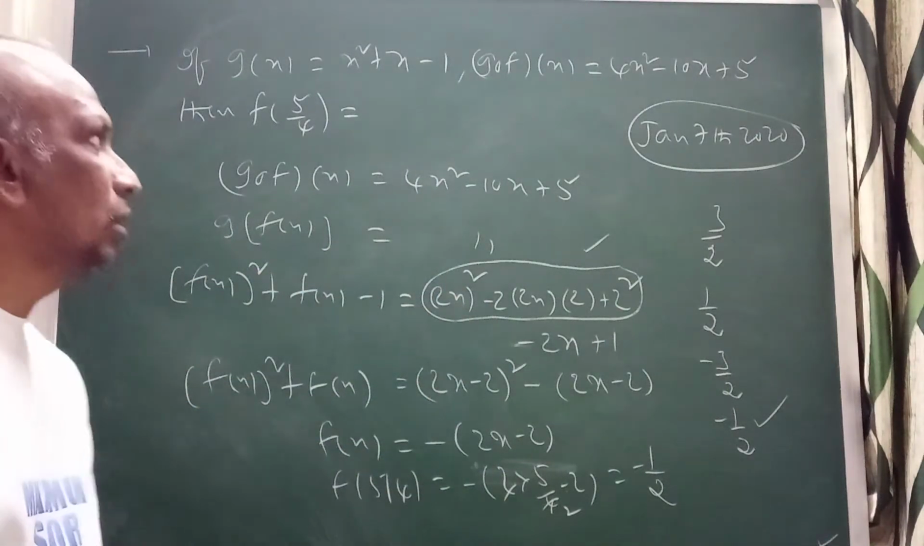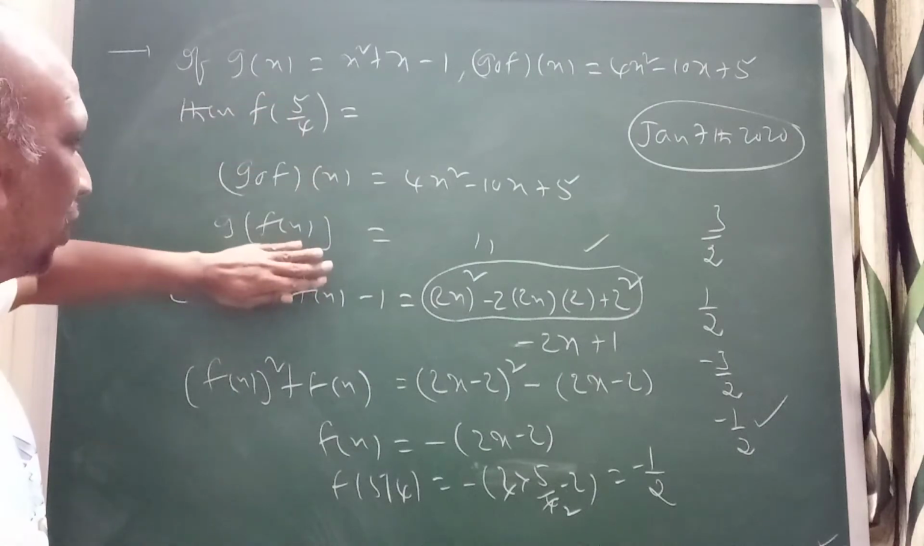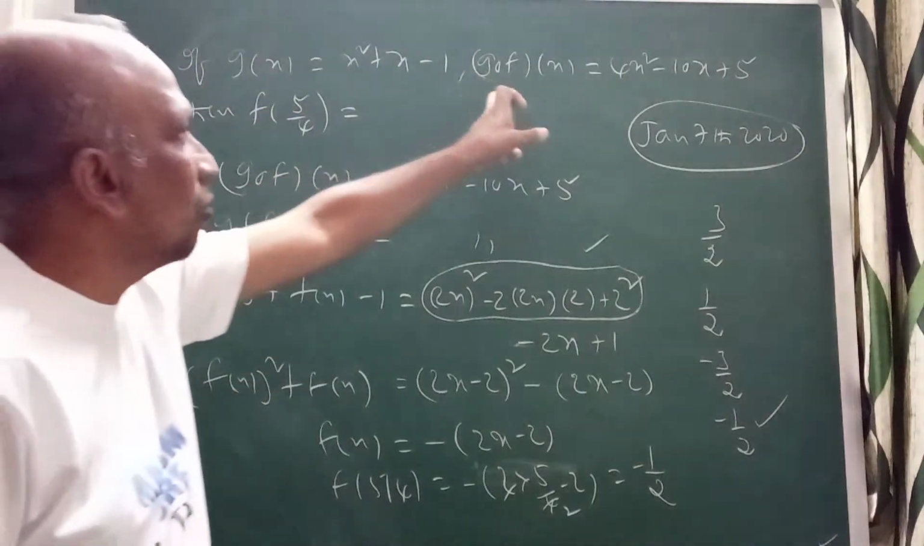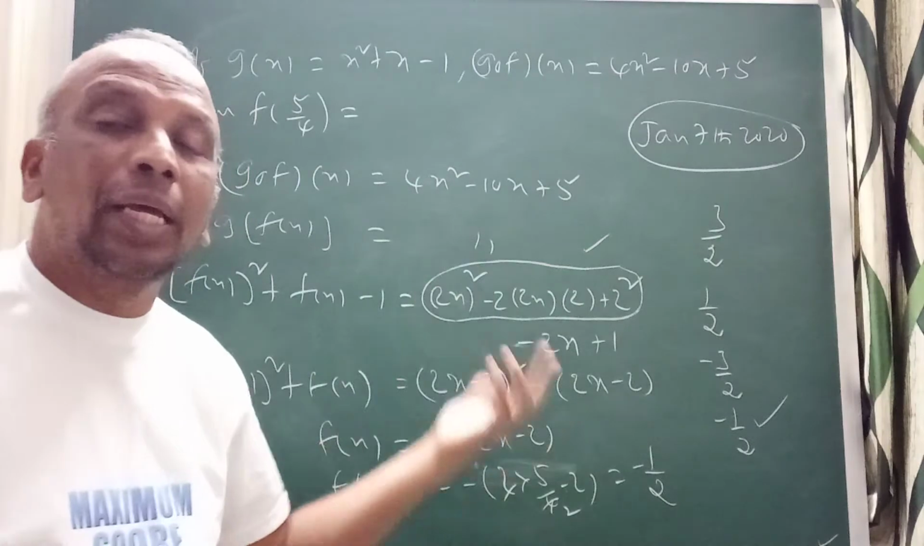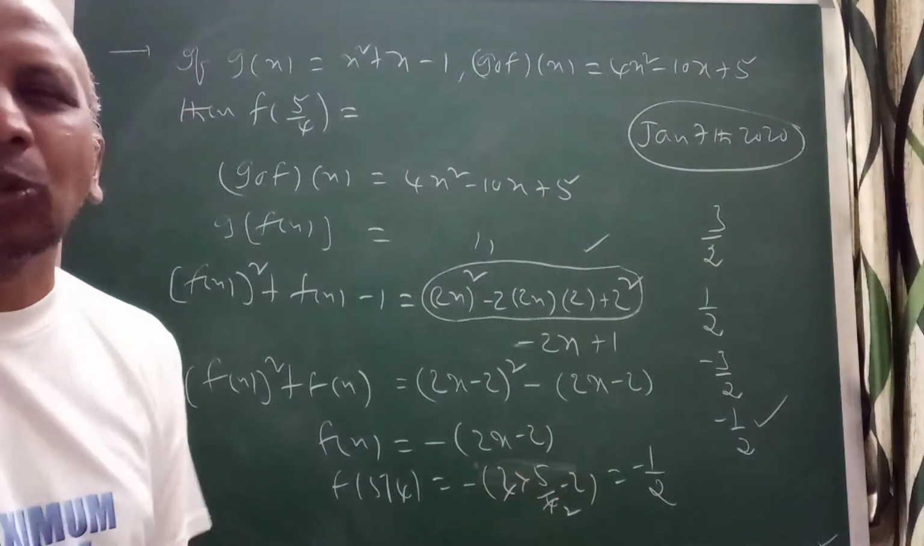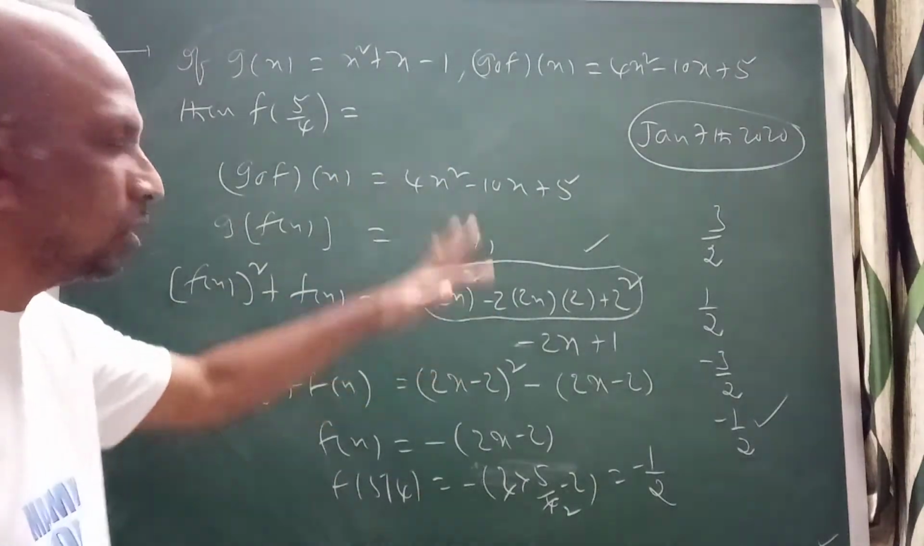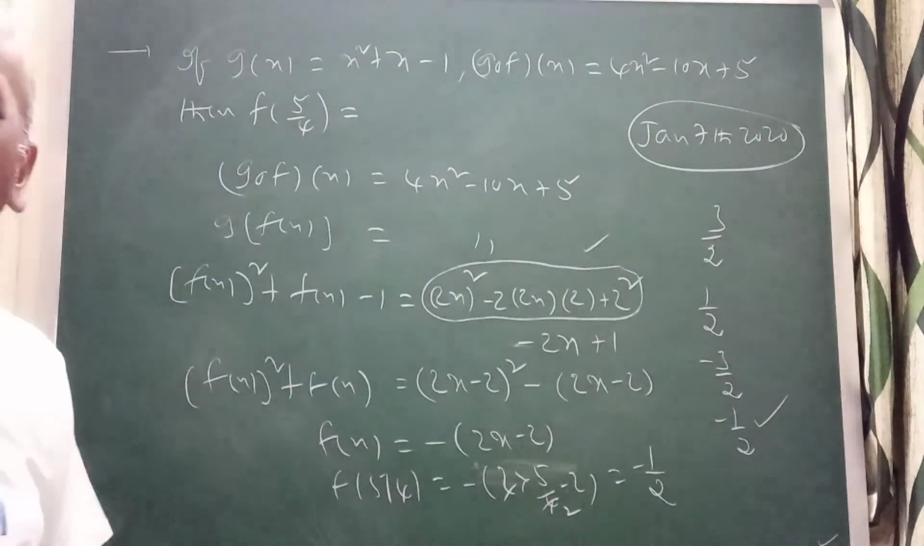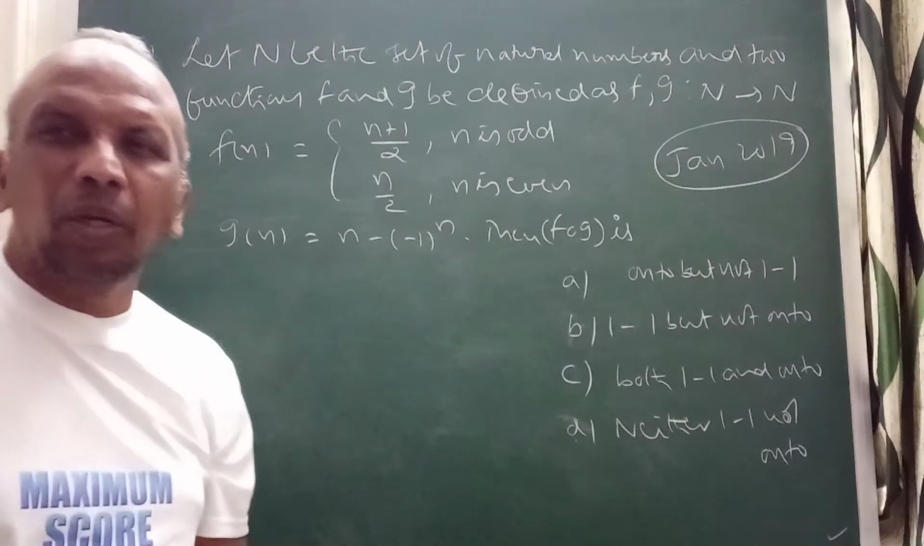Otherwise, another method: you should write this is g of f of x. Now you can substitute here g of f of 5 by 4. You get a quadratic equation in terms of f of 5 by 4. That way also you can solve the problem. Now you will check this one.